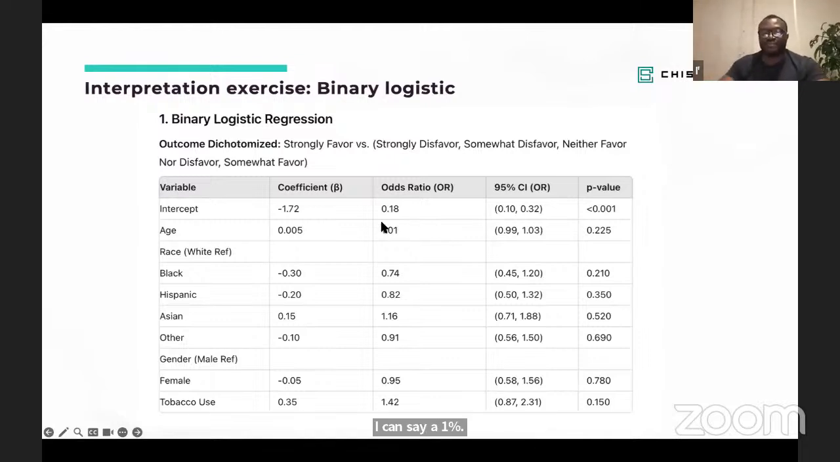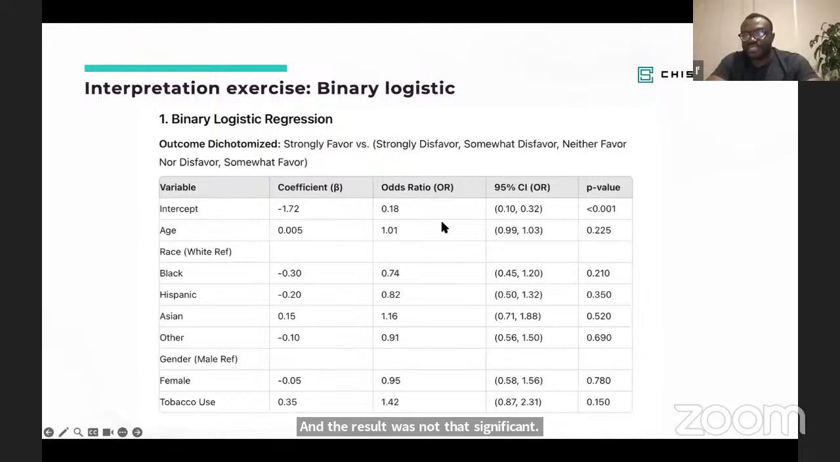Where are we getting the 1% from? We say, take this number, subtract 1 from it, and multiply the result by 100. So 1.01 minus 1 is 0.01. Multiplied by 100 is 1%. That's where he got 1% from. So he says that for every unit increase in age, there's a 1% increase in odds, or 1% higher odds of reporting being strongly favored against menthol bans. And the result was not statistically significant based on the confidence intervals and p-value.